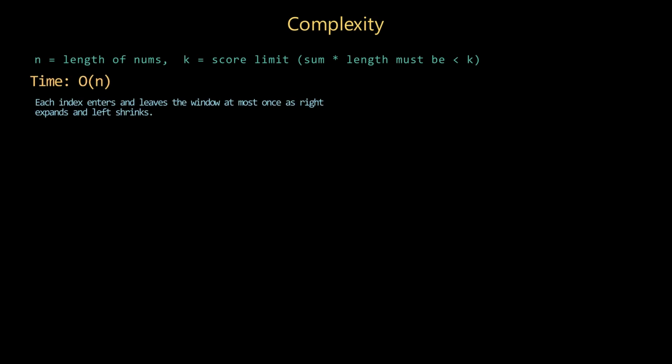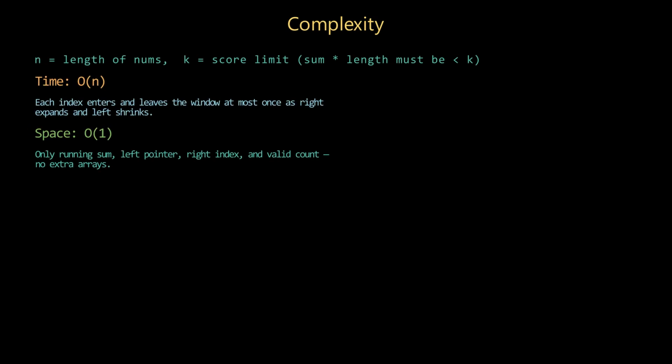N is the length of nums and k is the score limit. Time is O of n, each index enters and leaves the window at most once. Space is O of 1, we only keep the running sum, the left pointer, and the running count.